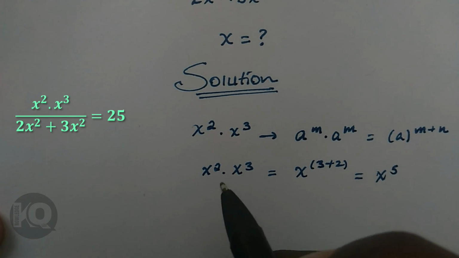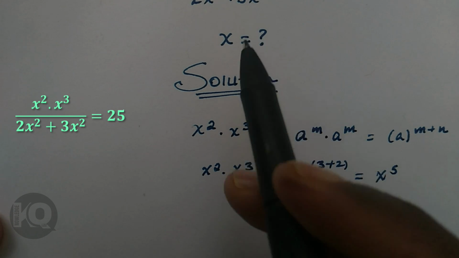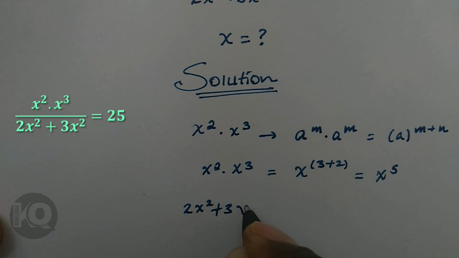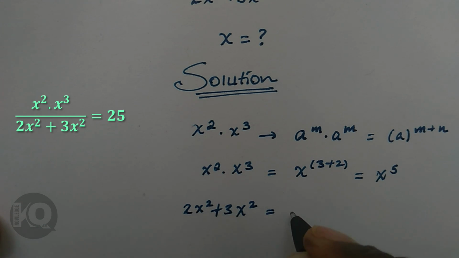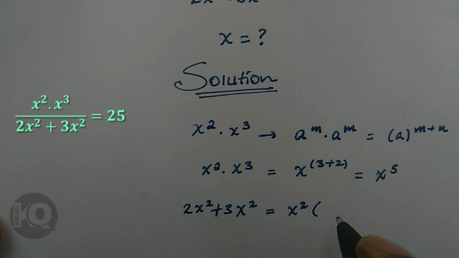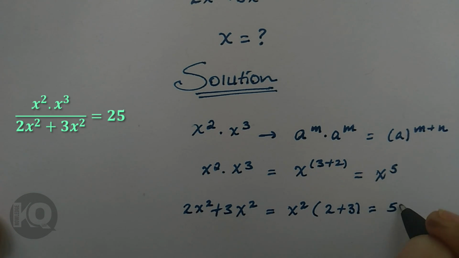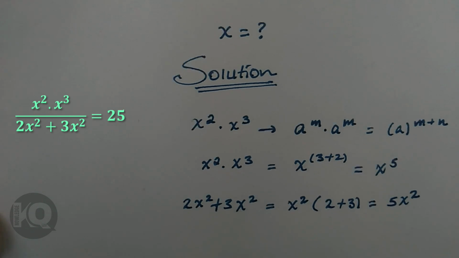And in the next step, we have to simplify the denominator, which is 2x to the power of 2 plus 3x to the power of 2. Here the exponential term is multiplied by a constant, so we have to factor out the x term, which is x squared times (2 plus 3), which is equal to 5 times x to the power of 2.